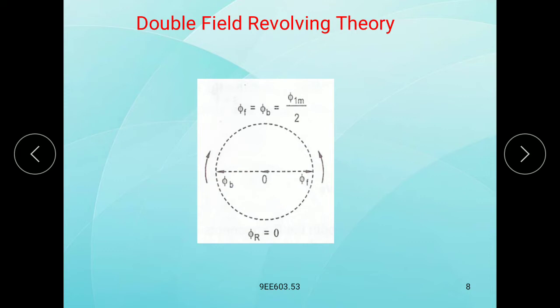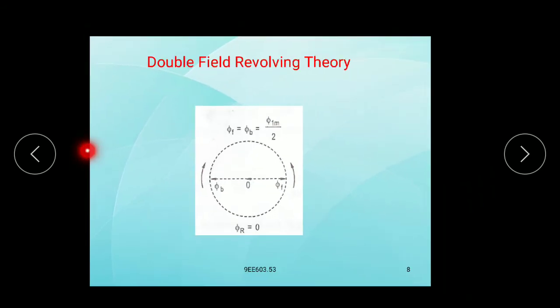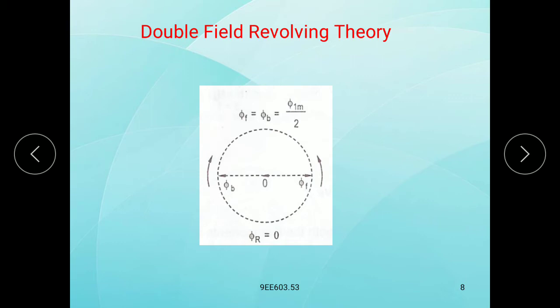See here, this phi f and this phi b are both equal in magnitude. The direction is opposite, but the flux is equal in magnitude. Only the direction is different. So phi f is equal to phi b, which is equal to phi 1m by 2. The resultant flux in this case is 0.